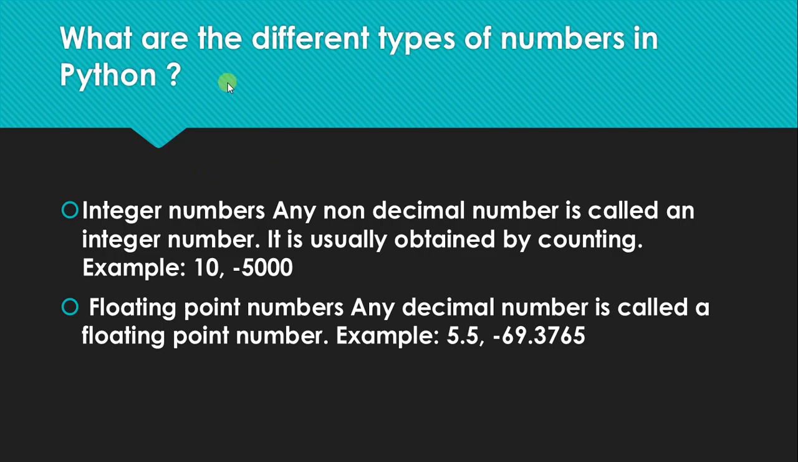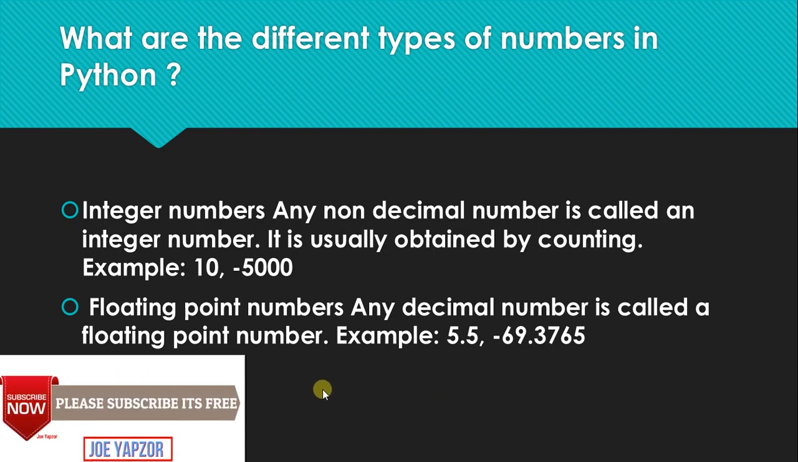We have 10, -5,000, 6,000, 1, 2, 0: positive and negative whole numbers. And we have the floating point numbers, which include all the decimal numbers. You can see this as all rational numbers, so that includes the positive, rational and irrational numbers. All of them are decimal numbers, and we consider them as floating point numbers. So any number with a decimal attached to it is a floating point number. For instance, we have 5.0, -69.3765.